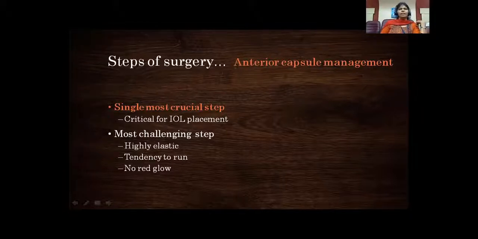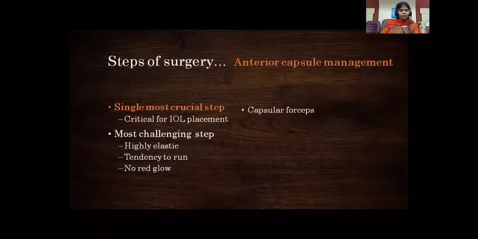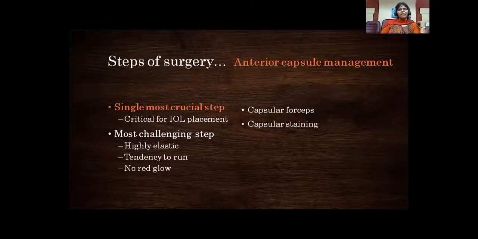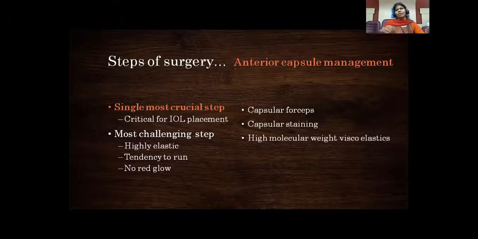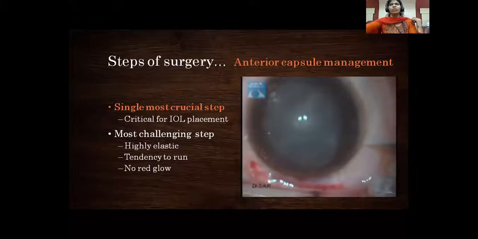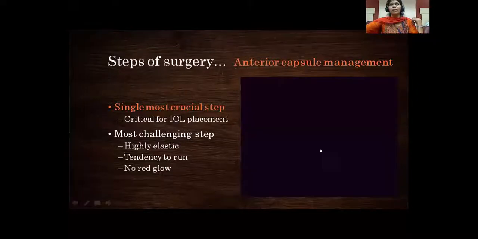So how do we tackle these three issues? We can use a capsular forceps for a better grip. You always keep holding the rhexis when you do the rhexis. And a capsular staining always helps, so no need to worry about whether to stain or not. It is advisable to always stain the capsule. And a high molecular weight viscoelastic helps you keep the anterior capsule flat because in children the lens surface is a little more convex. So that is one of the reasons why there is a tendency to run. So with these three precautions, you can do a very good anterior capsulorhexis.